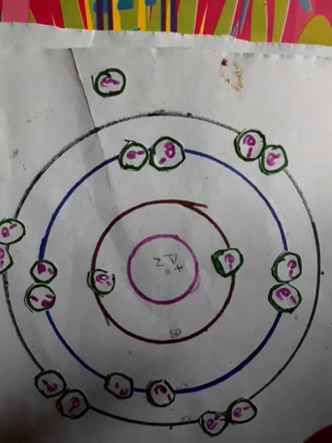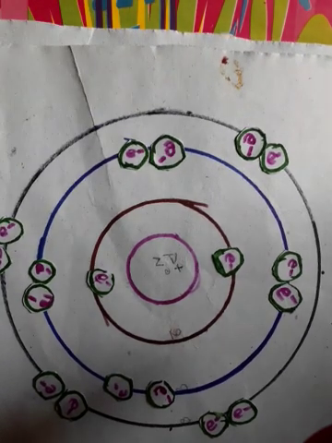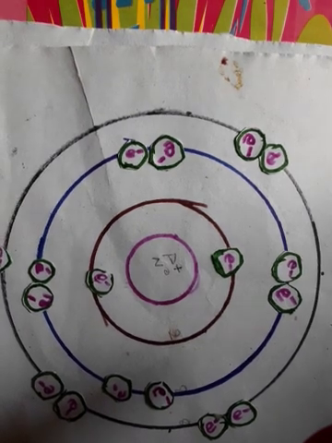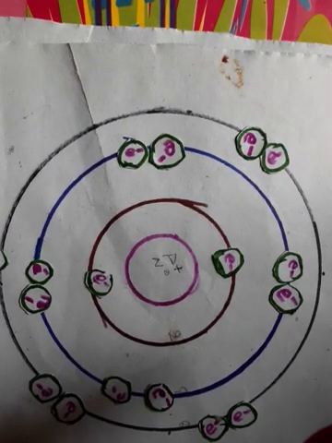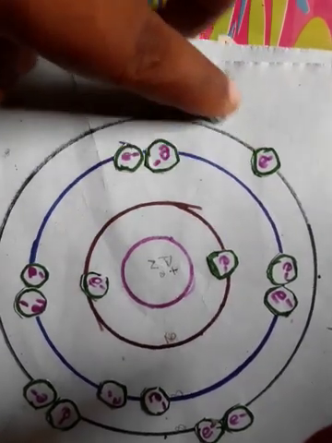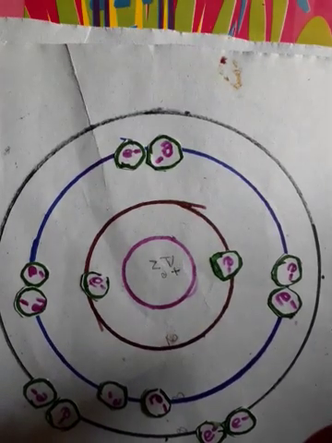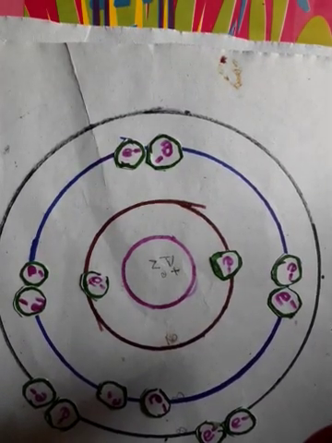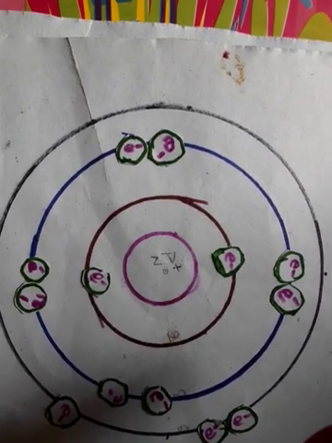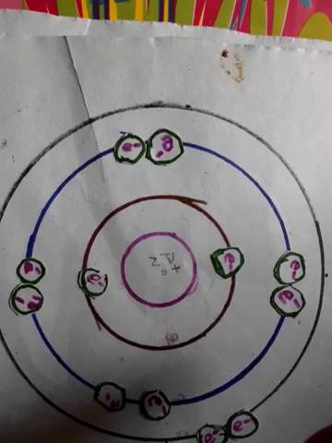Now if I remove 1, 19, that is of potassium. If I remove again 1, 18, that is of argon. If I remove again 1, that is of chlorine. If I remove again 1, that is of sulfur. If I remove again 1, that is of phosphorus. If I remove again 1, that is of silicon. If I remove again 1, that is of aluminum. If I remove again 1, that is of magnesium.